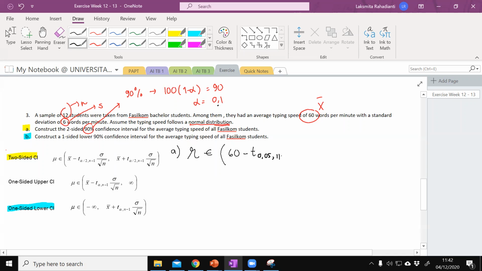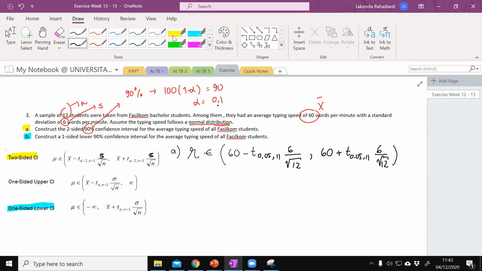And for a t distribution, I need to know the n minus 1. So here I have 11. Here is the S, actually. This is not supposed to be written as sigma. Apologies, this should be S. So here I have the S of the sample, which is 6, divided by the square root of n, which is 12. And on the other end, I have 60 plus t 0.05 and 11, 6 over the square root of 12.